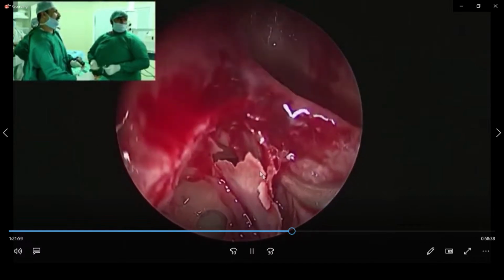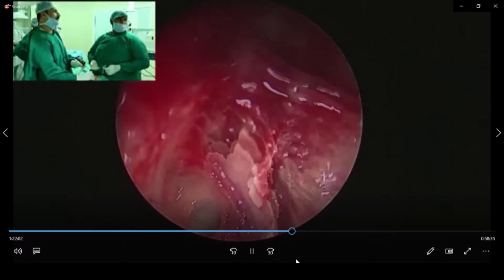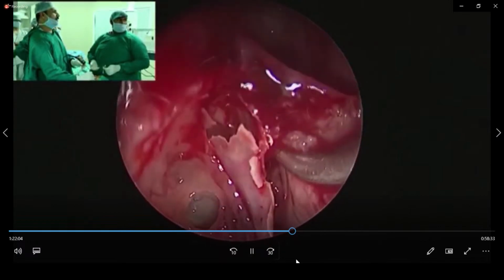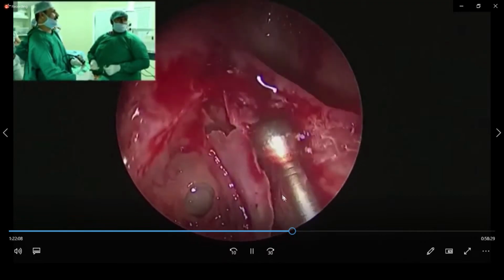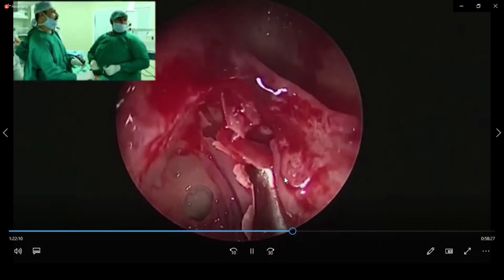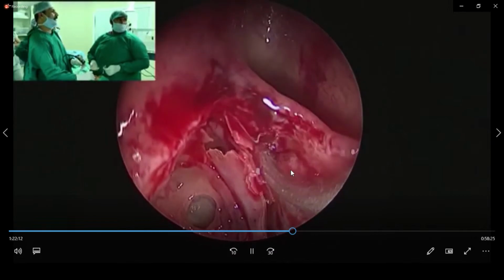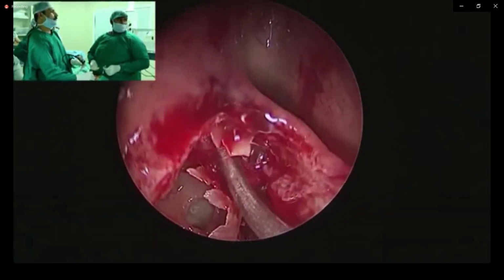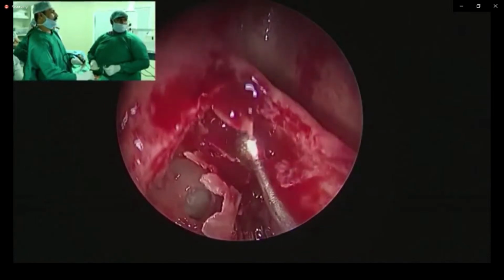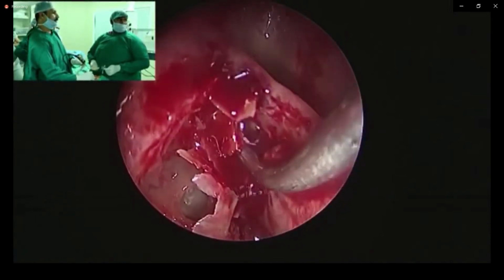See carefully, the direction of the instrument should be superior, anterolateral. In any given situation, if your instrument is medially directed, it can lead to problems. See this? Instrument direction should not be medial. Fracture this agger nasi.